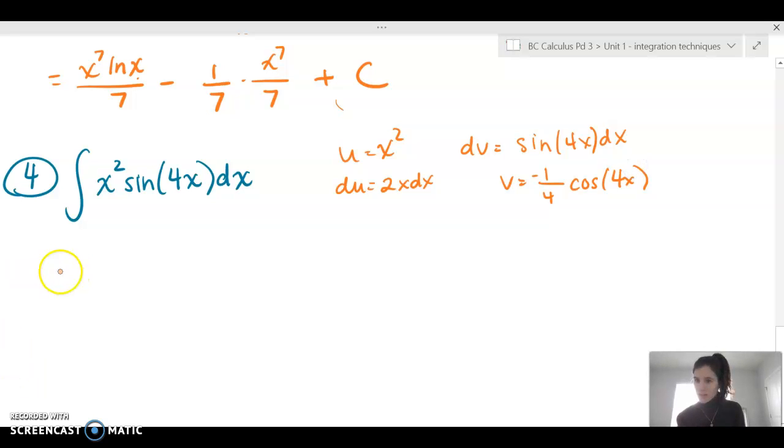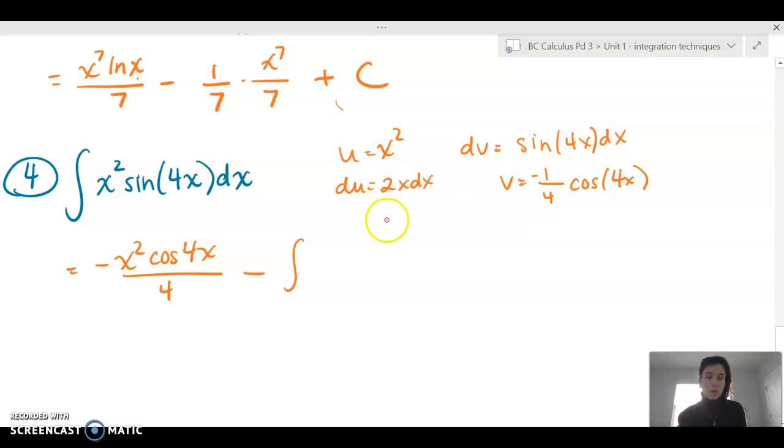All right, ultraviolet voodoo, here we go. So we've got negative x squared cosine 4x divided by 4, I took uv, minus voodoo. So I'm actually going to bring out my constant. So I have 2 times negative 1/4, which would be negative 1/2. So this would actually be plus 1/2 times x cosine 4x dx.